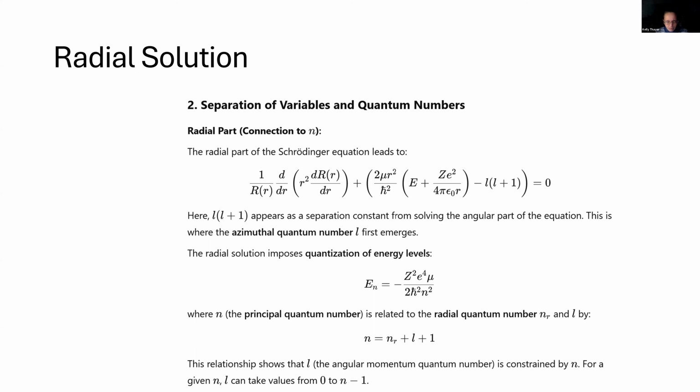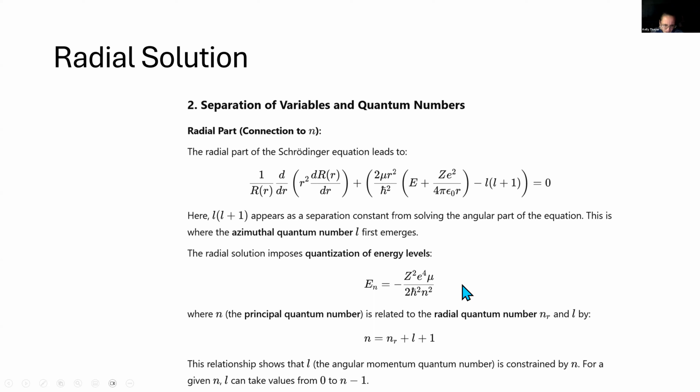They've obviously done some simplification in algebra here that's a little more complicated than what we encountered in particle in a box, but the idea is pretty simple. Here L times L plus 1 appears as a separation constant. This is where the azimuthal quantum number emerges, and the radial solution imposes quantization of the energy levels. Why is that? It's the same reason it happened in particle in a box. You're going to have a very similar equation for the quantization of the energy levels in this system, and here is the equation that we get out from this particular system.